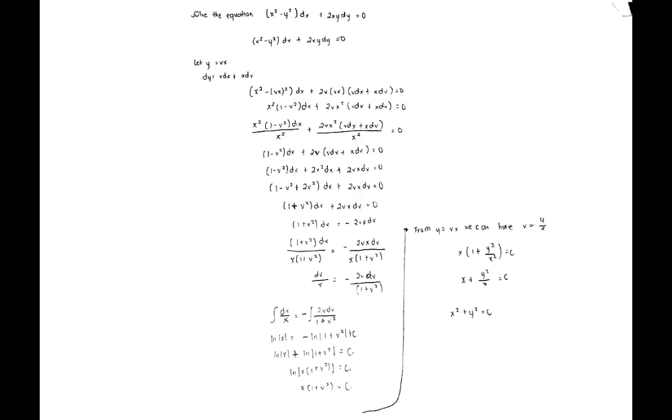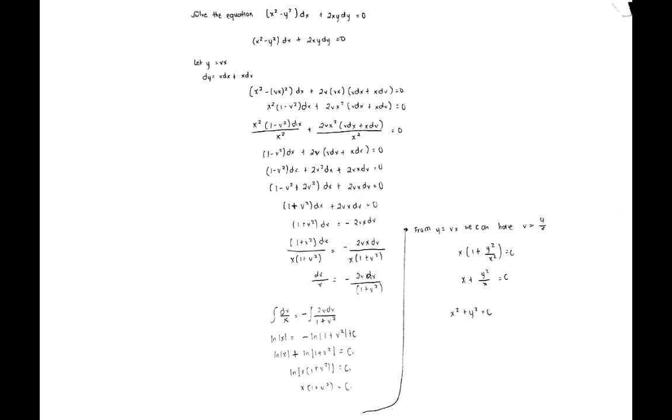Now we can integrate it because we already separated the x and the v. So we have the integral of dx over x equals the integral of negative 2v dv over (1 plus v squared). So the integral is ln x equals negative ln (1 plus v squared) plus c. So ln x plus ln (1 plus v squared) equals c sub 1. We combine, and we have ln of x times (1 plus v squared) equals c sub 1. So x times (1 plus v squared) equals c sub 1.